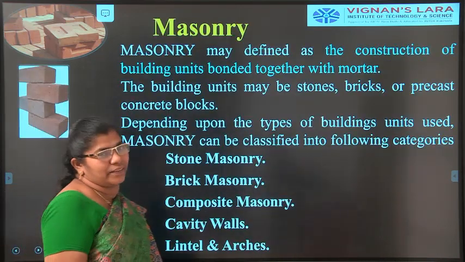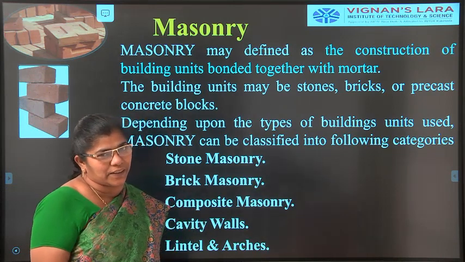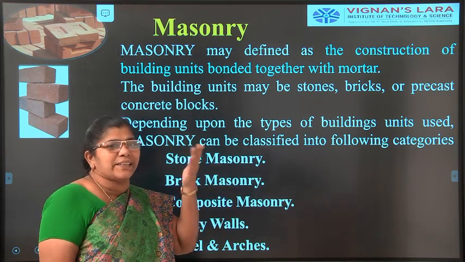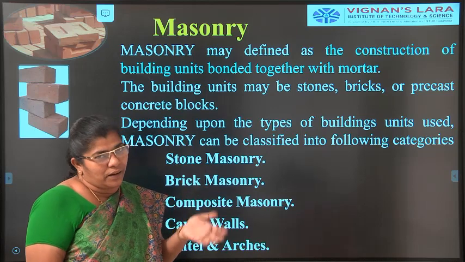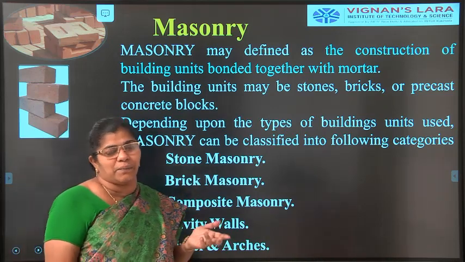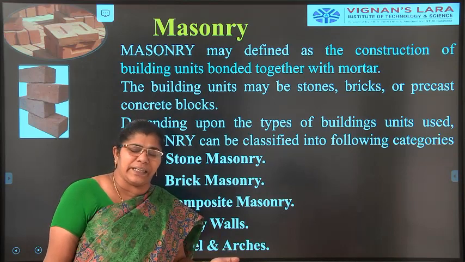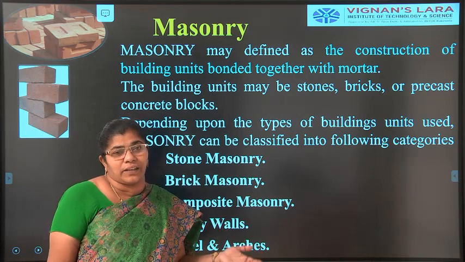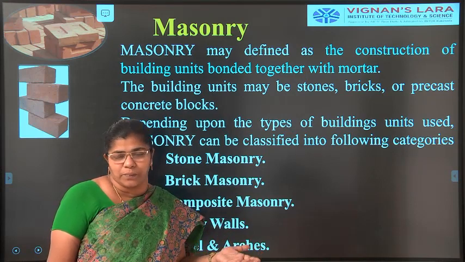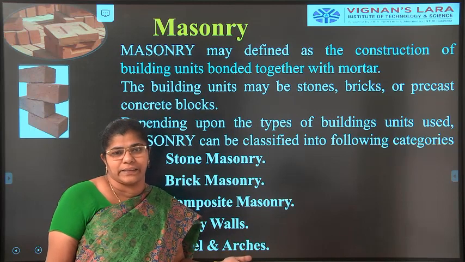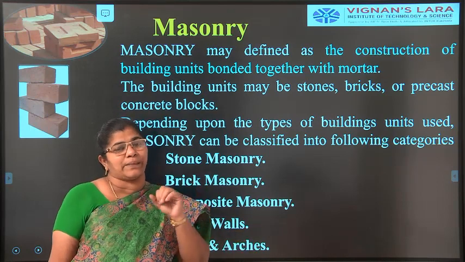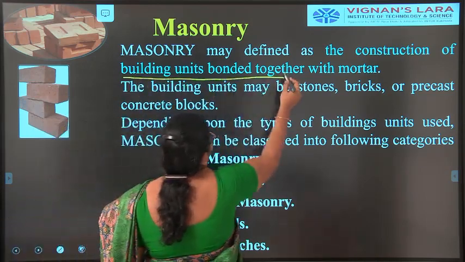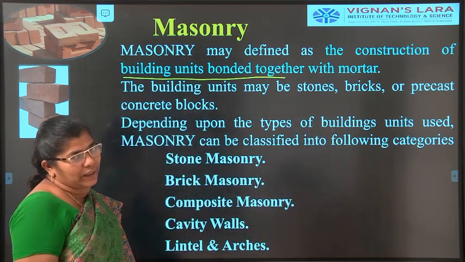So what is a masonry? What do we call a masonry? In a building we have walls. We call them masonry walls. Masonry walls may be made up of bricks, or nowadays of plastics. The bricks may be of any type, or even the compound wall we call a masonry wall, right? That compound wall is made up of bricks or stones or any other materials. So the materials that are bonded with the cement mortar. The construction of building units bonded together with mortar, we call that masonry.